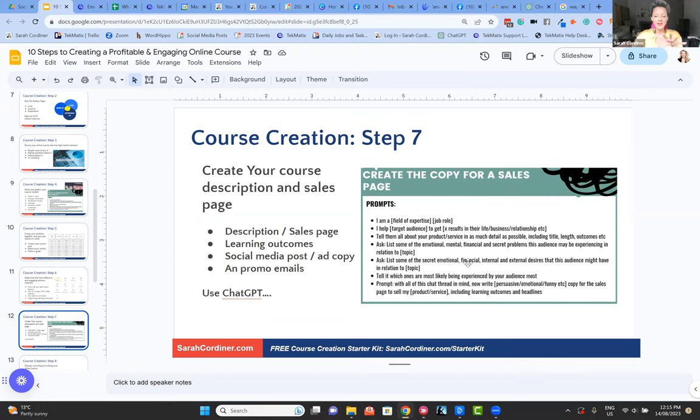Now, you can also then take it a next step further. Once you've got that structure, then add in all of the titles of your lessons and modules that you've now come up with and say, here are the titles of my modules and lessons. Now rewrite this landing page with this in mind, and it will rewrite it based on what your course is going to teach.